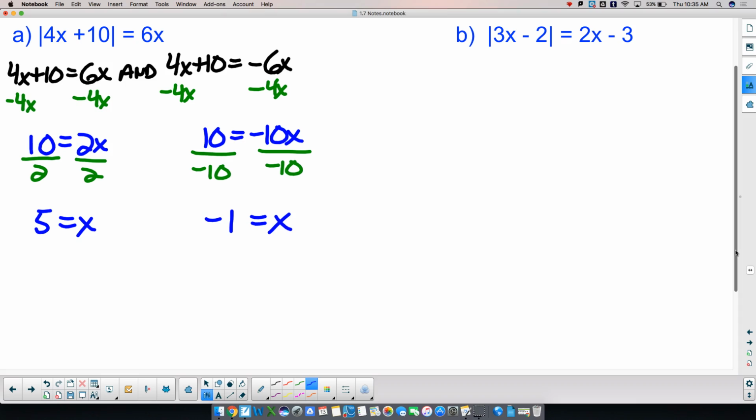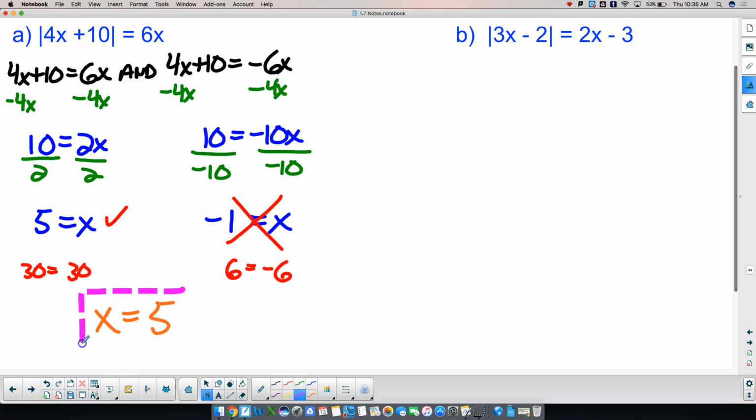5 times 4 is 20, plus 10 is 30. Absolute value of 30 is 30. 6 times 5 is 30. That one checks out. 4 times negative 1 is negative 4, plus 10 is 6. Absolute value of 6 is 6. 6 times negative 1 is negative 6. That one doesn't work out, so we are left just with x equaling 5 as our answer.